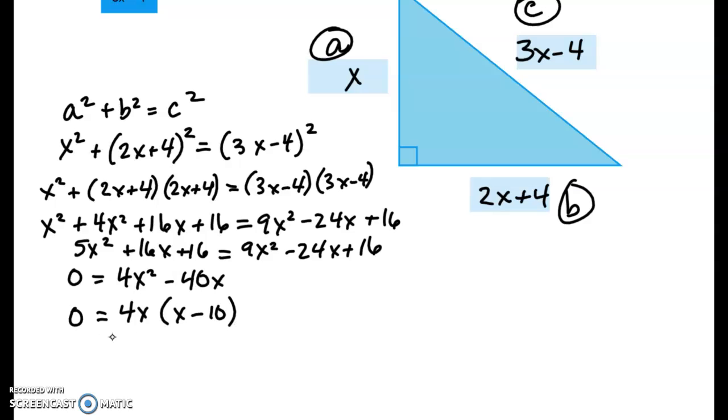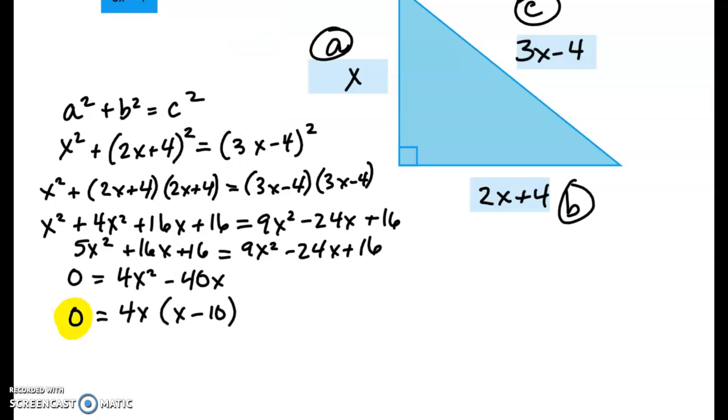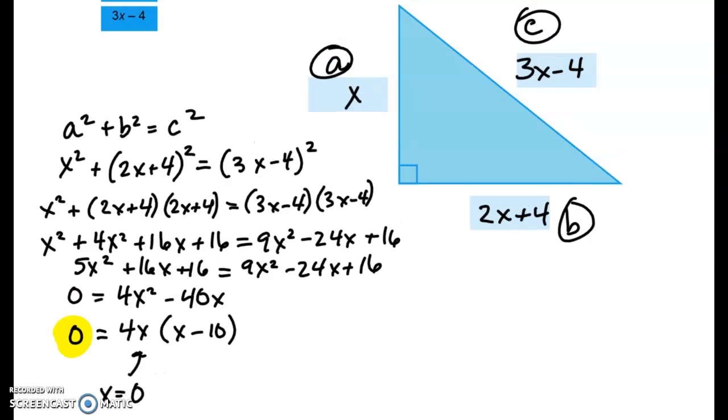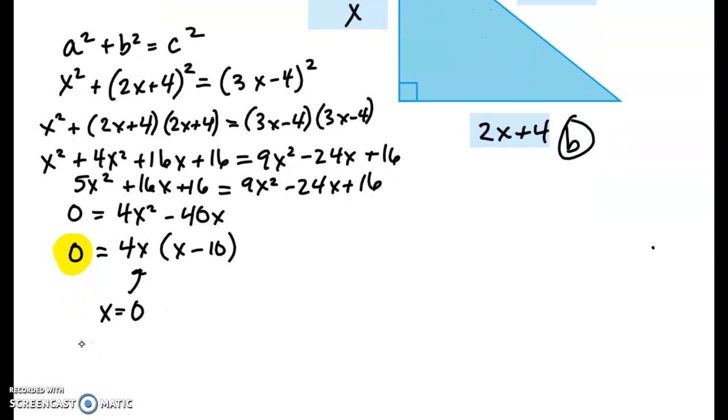Okay, and from those two factors, in order for this equation to equal 0, I should be able to find the values of x. So from this first factor of 4x, I can see that one of the options for x is 0. Now, already I can tell that 0 would be inadmissible. It would make the length of this vertical side 0, and there would be no triangle. So this seems inadmissible.